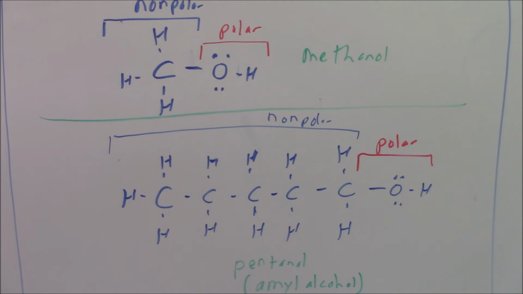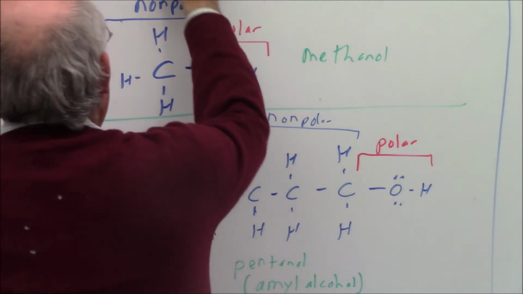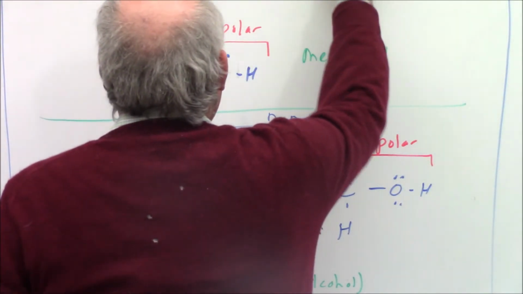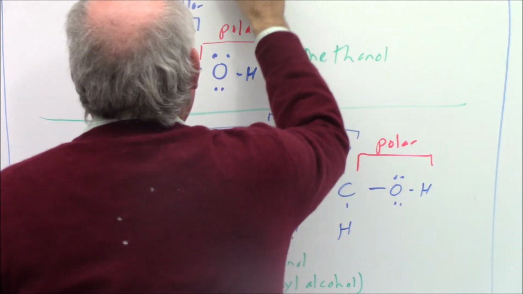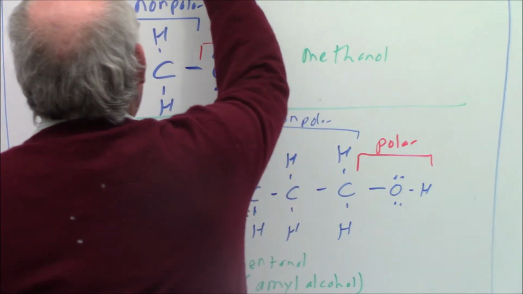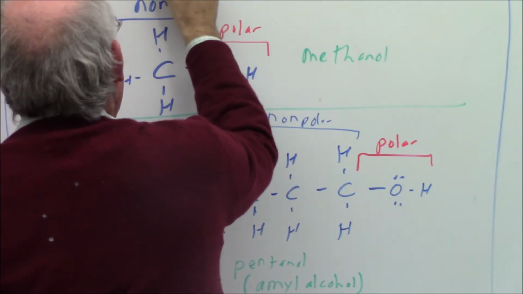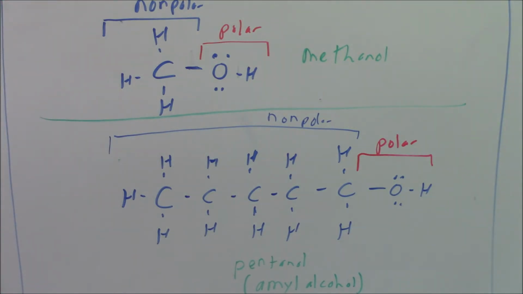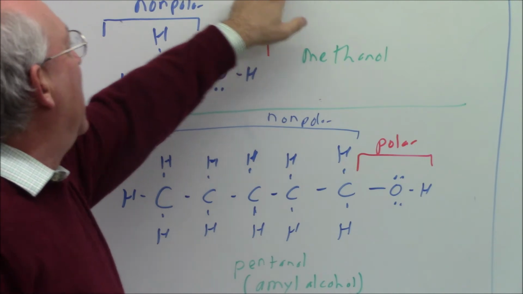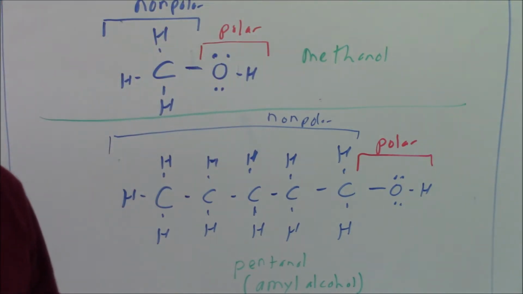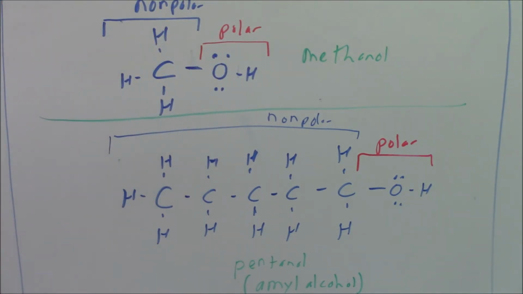Ethanol was this, which is just intermediate enough. It has enough polar characteristic and enough nonpolar characteristic that it was able to kind of violate the like dissolves like rule and be miscible in both.